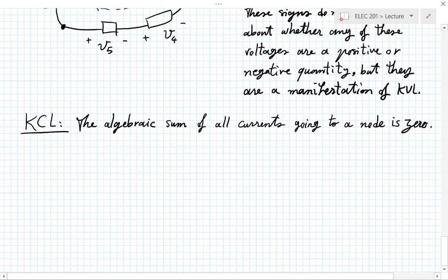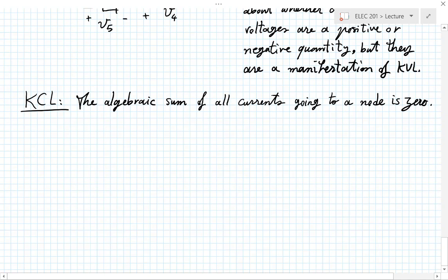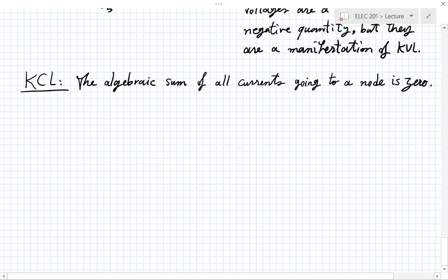The algebraic sum of all currents going to a node is 0. So the previous one was the algebraic sum of all voltages in a loop is 0. This one is the algebraic sum of all currents going to a node is 0. So imagine you have a node that has a bunch of things connected to it. I won't draw an entire big circuit, but all you need is a bunch of branches connected to a node.